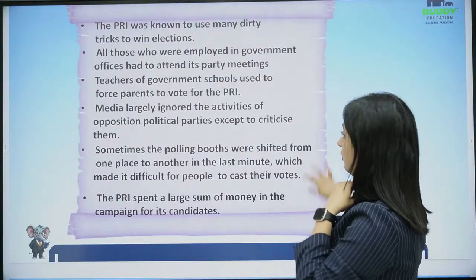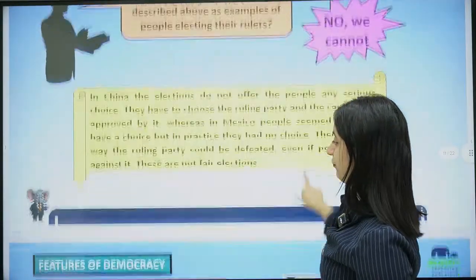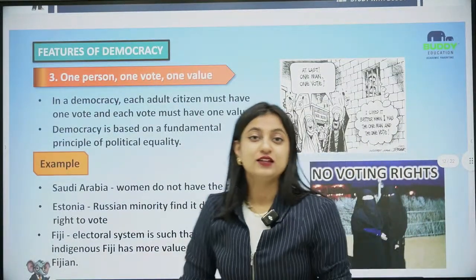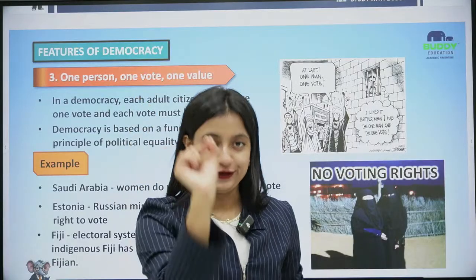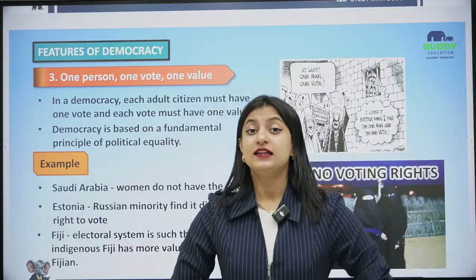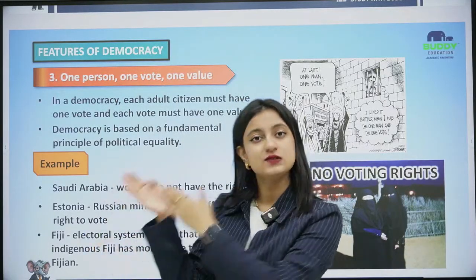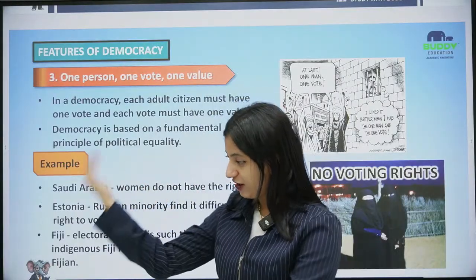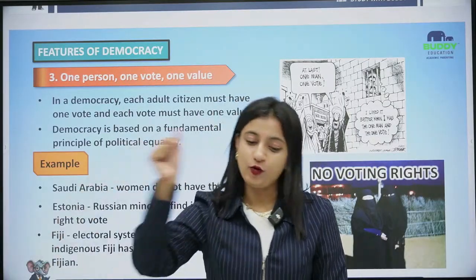Alright, now let's go forward with the third feature. The third feature is one person, one vote, one value. Simple and easy with one story. What do we understand here? That if I am going out for voting, if my friend is also going out for voting, my vote will also have one value, my friend will also have one value. I can only vote once, my friend can only vote once.